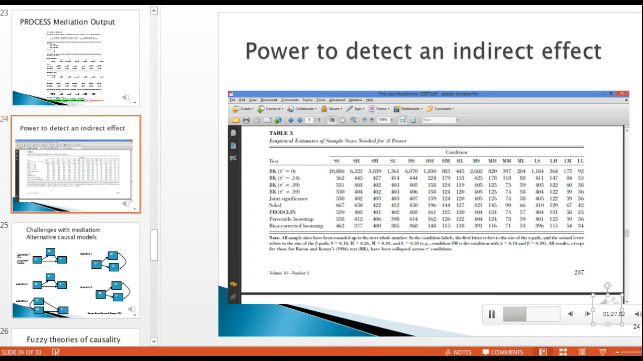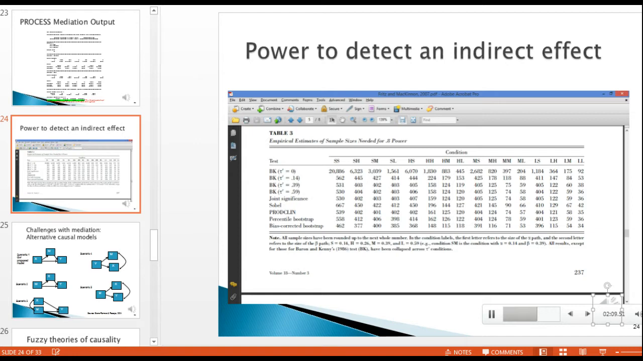Now, the columns of this table are a little bit confusing, but they indicate the A path is the first letter and the B path is the second letter. Those letters correspond to different beta weights that you expect to find on those paths. An S represents a beta of 0.14, I believe. An H represents a more moderate beta weight of 0.26. An M represents a 0.39. And finally, an L represents a 0.59 beta weight. So depending on what kind of beta you expect to see on your A and B paths, that is the column that you would look in.